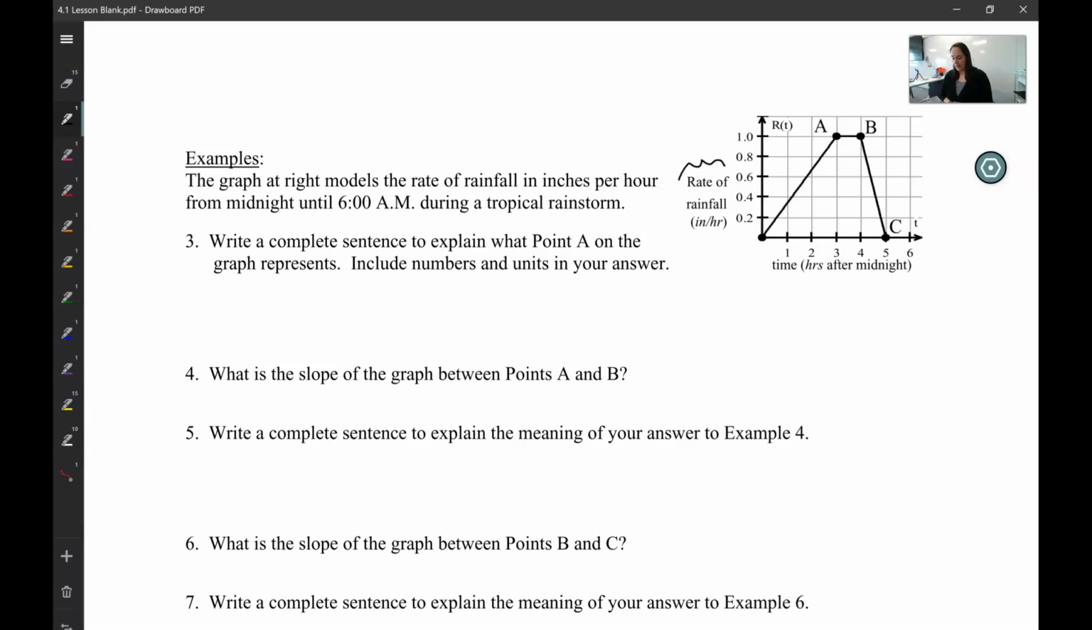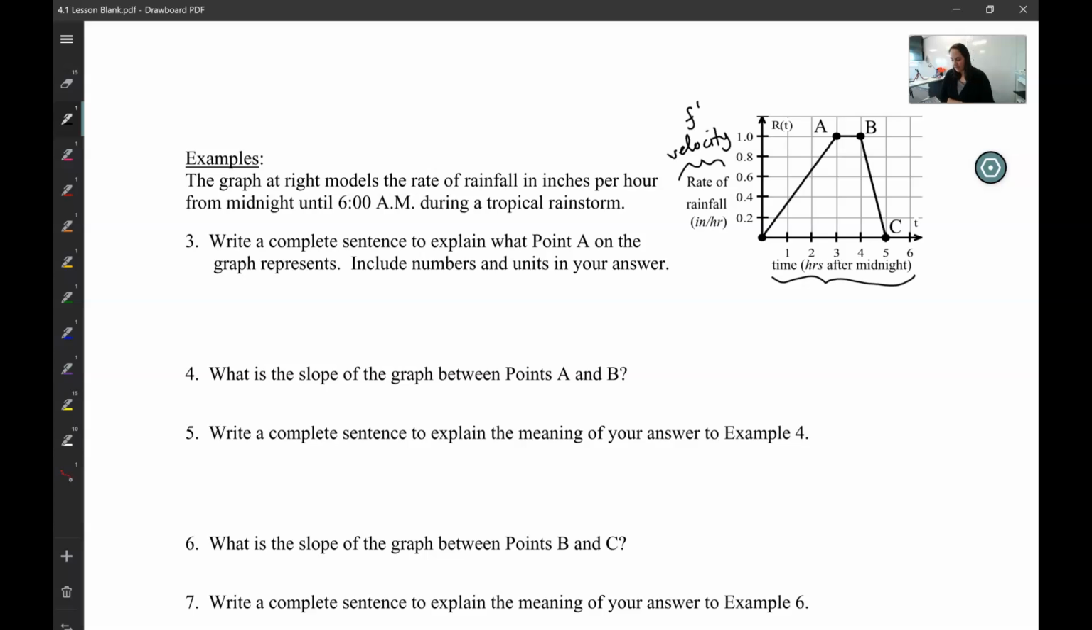Now, one way to think about this, if this is measuring a rate, then this is measuring velocity, or f prime. Meanwhile, our x-axis is measuring time.